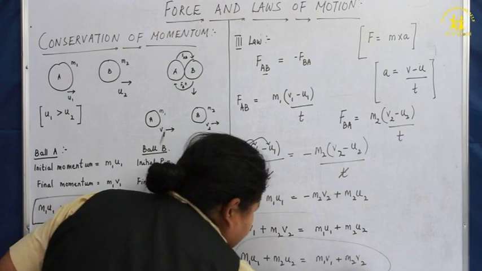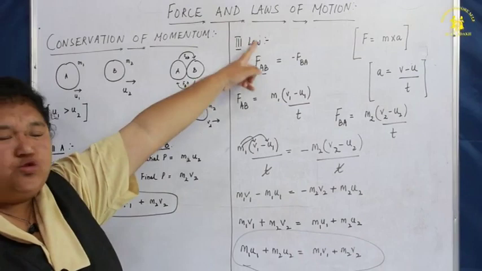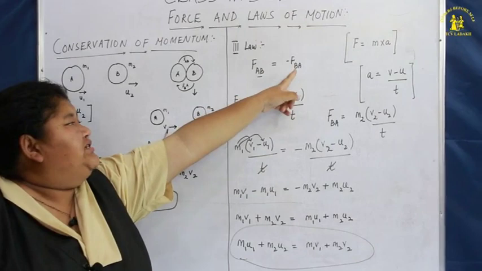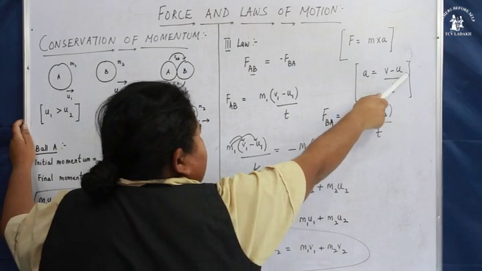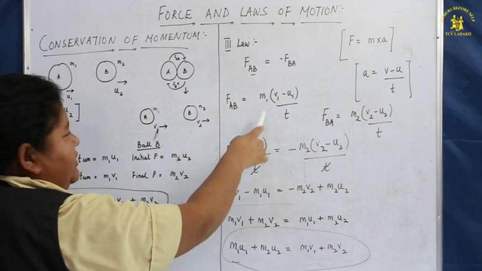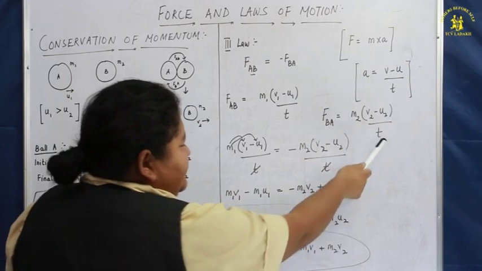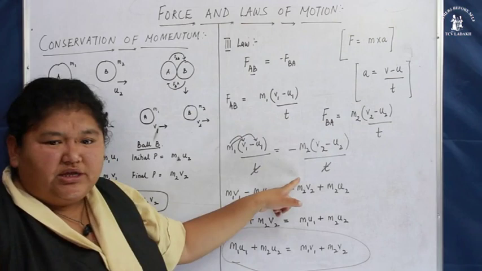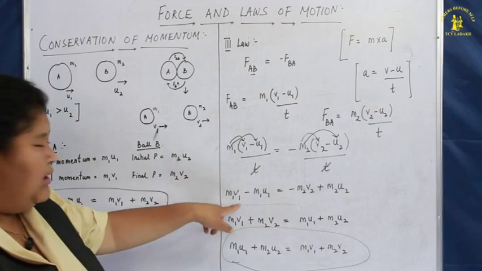Using the third law of motion, the force exerted by ball A on ball B is equal to the force exerted by ball B on ball A. Right? F is equal to M into A, and acceleration is V minus U divided by T. For ball A the rate of change of momentum is M1 V1 minus U1 divided by T. In the same way for ball B it is M2 V2 minus U2 divided by T. Putting these values into the equation, the T cancels on both sides, and we get the equation.